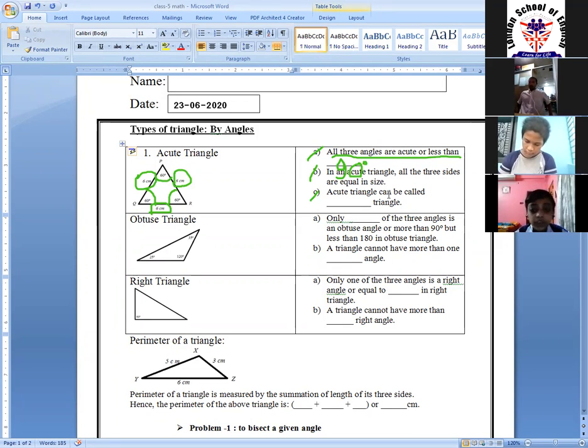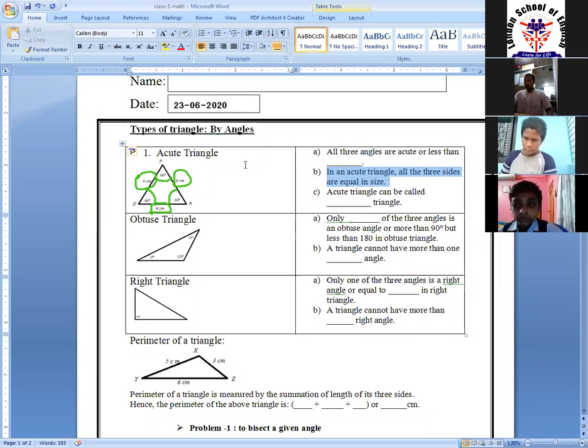Sir, can I take photo? Yes, you can take the screenshot. But I am in PC. Sir, I also take it by Twitter. Then you can take the photo using the mobile phone. My mobile is in charge. Okay. After the class, I will give you one minute time for taking the screenshot. Okay. So now you just listen.